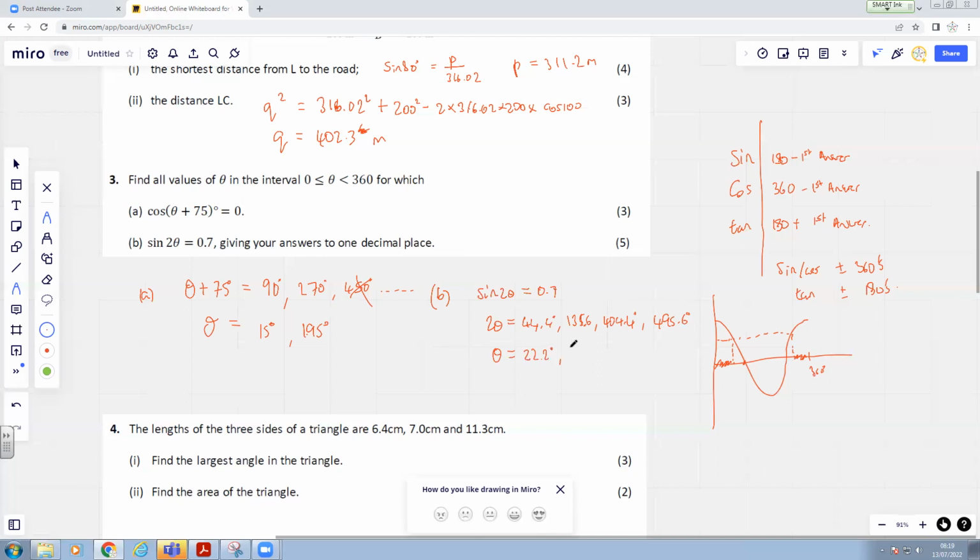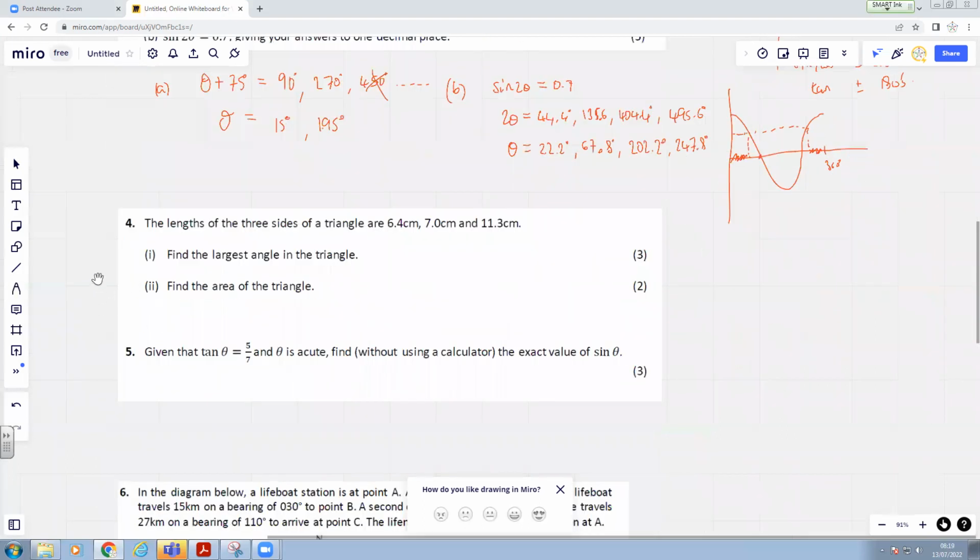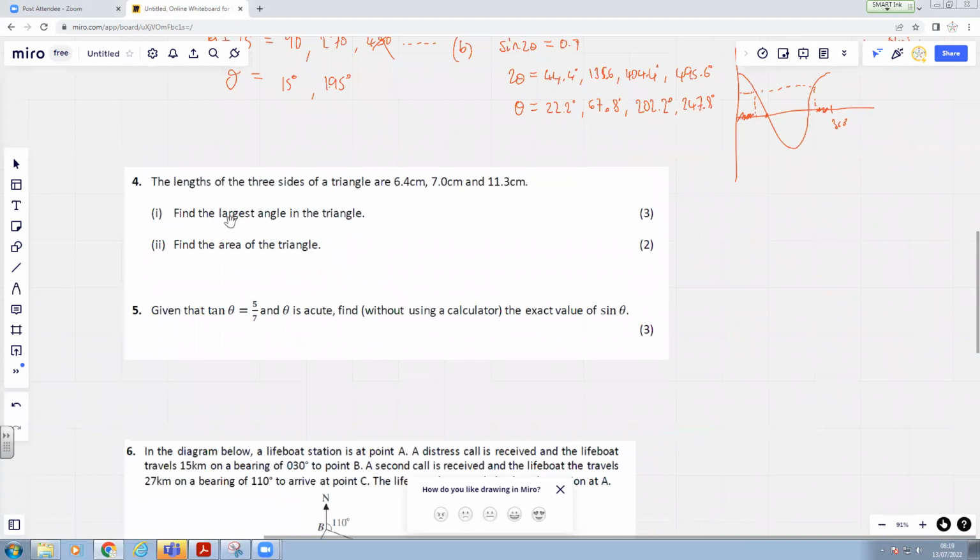A lot of people will miss solutions here. So try not to, because obviously it's lost marks. 202.2 and 247.8. And there you go. That's all of the answers. It's hard to get all of those answers. That's why I'd say students miss some of the answers.